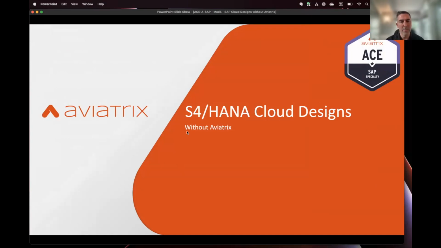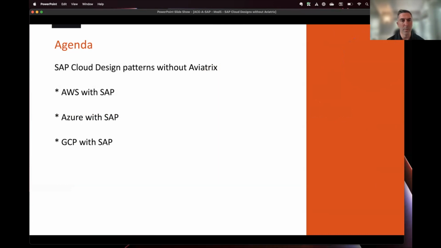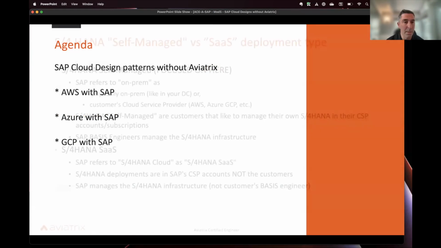So now we're going to go through some cloud designs with our Aviatrix. If you go into AWS Lens or Azure or these types of things, you can see what the cloud-specific design patterns are without Aviatrix. So we'll go into AWS, Azure, and GCP.